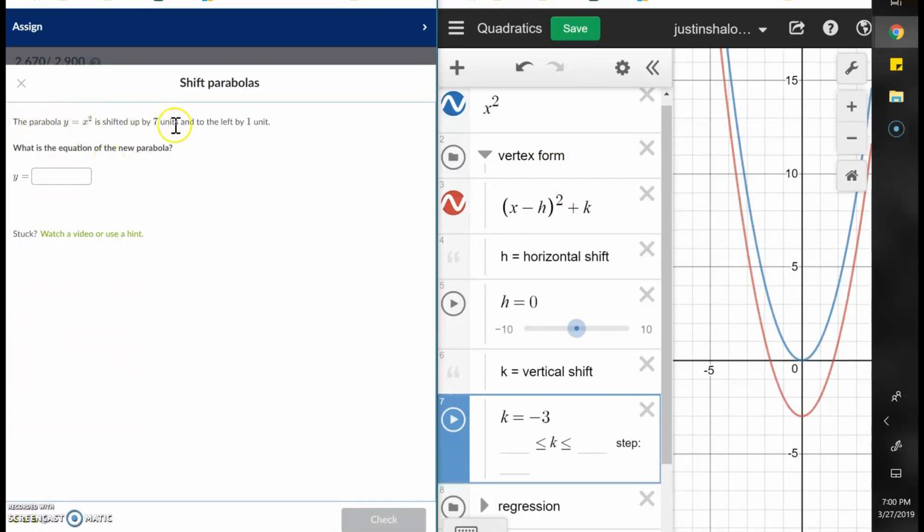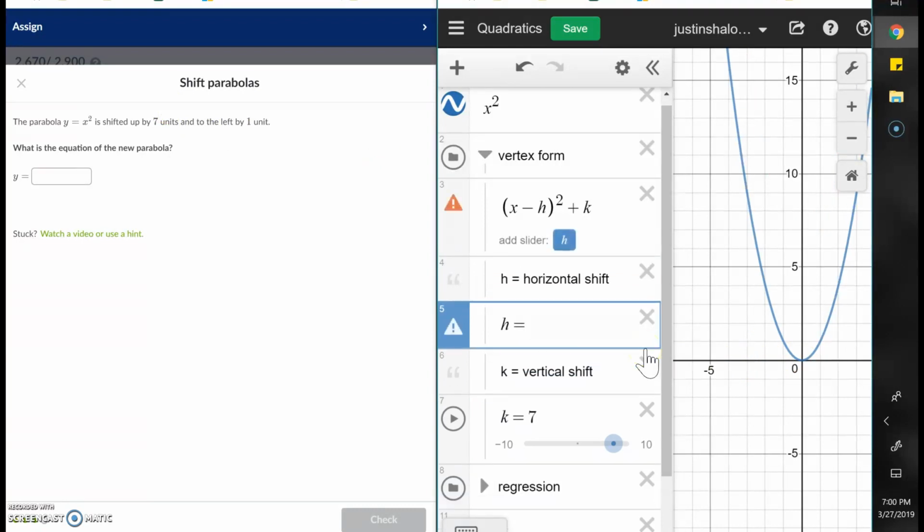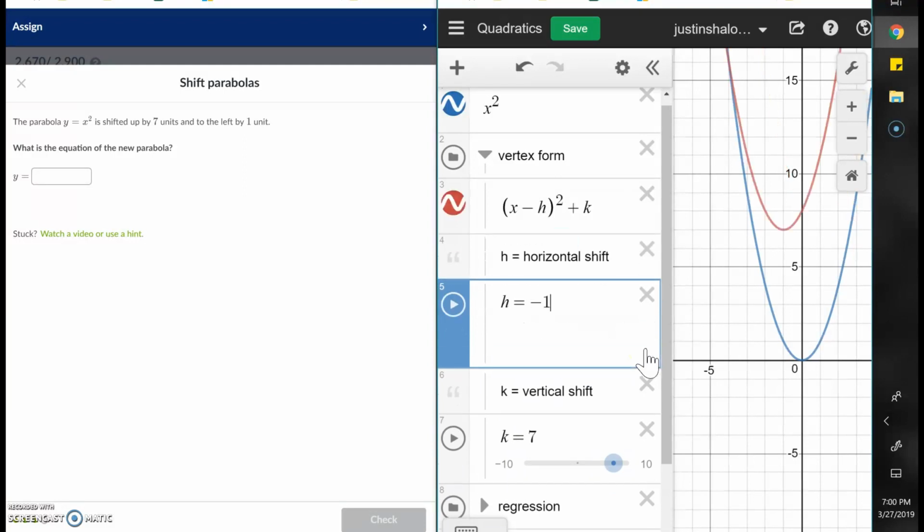The parabola is shifted up by 7 units and to the left by 1. So k is the vertical shift. We want up by 7. Done. And to the left by 1. We're going to the left, so we're going to the negatives, so it's going to be a negative 1. If I put a positive 1 in, it would have gone to the right, so I know I want to go to the left. Boom, now it's good. Create the equation.